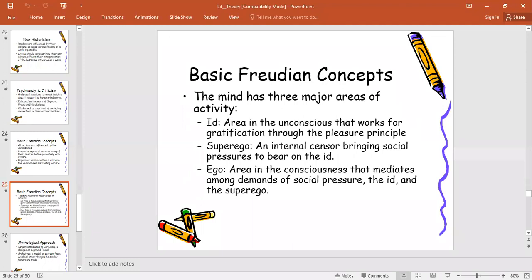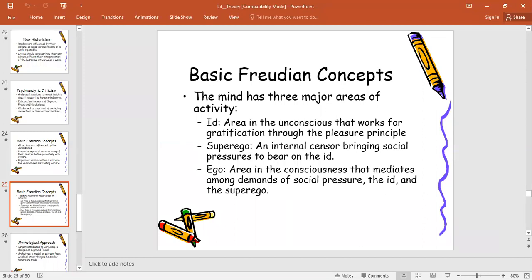Basic concepts. The mind has three major areas of activity: id, superego, ego. We have already discussed the same. Id is the area in the unconscious that works for gratification through the pleasure principle. It always believes in the pleasure principle: I want to get pleasure at any cost. I want to do this, so I'll do it.